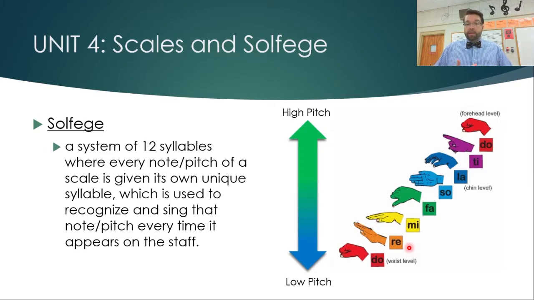Each basic note name, A, B, C, D, E, F, G, has different flavors, and we'll get into those in a future lesson. But solfege has 12 syllables. Right now we're only going to deal with the basic 7. Do, re, mi, fa, sol, la, ti, and do. High do on top above you, right at your head level.